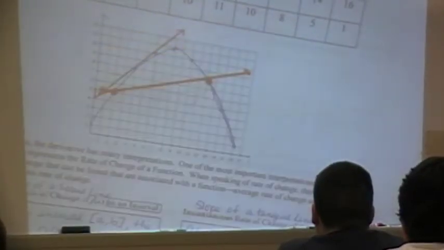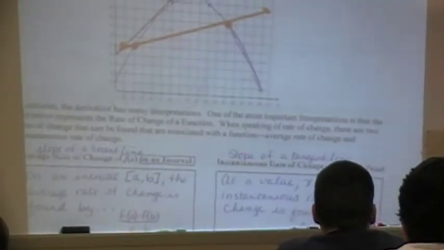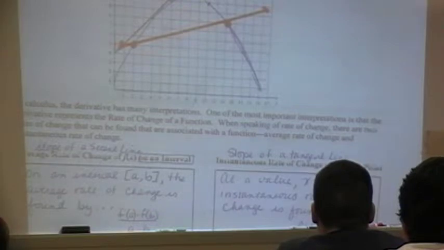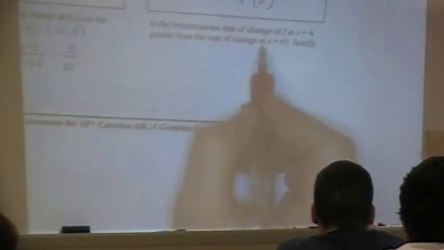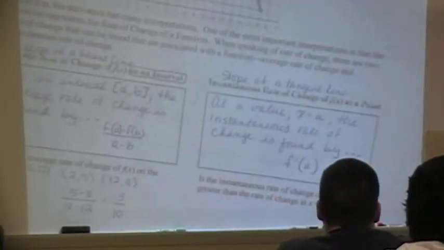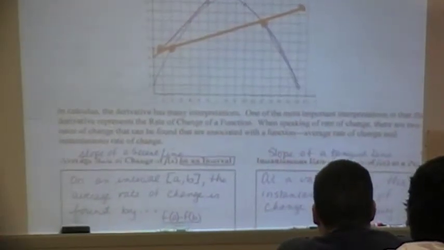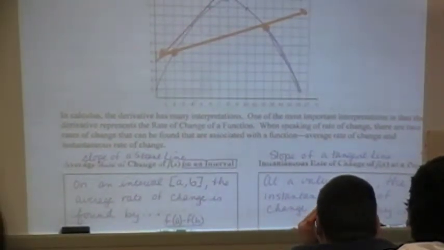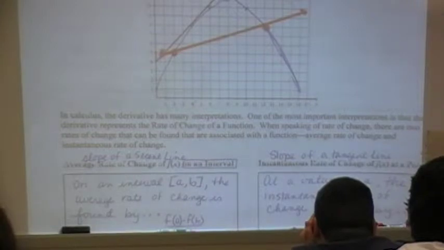The orange line's a secant line. Yeah, but we're talking about the slope at 4. This question just says, is it greater than the rate of change at x equals 6? Oh, at x equals 6, it didn't ask me about this. You're right, never mind, I'm sorry. I thought it was comparing the two. Okay, so I drew one at x equals 4, so let's draw one at x equals 6.